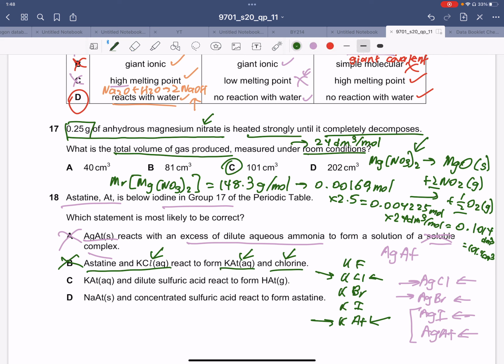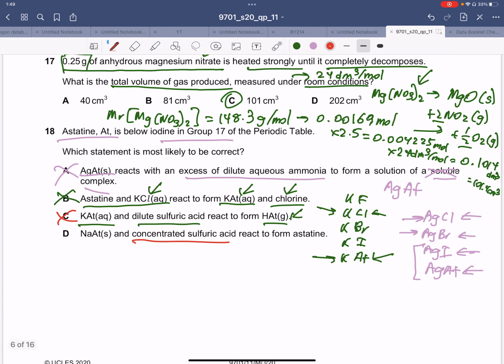Answer choice C says KAt and dilute sulfuric acid react to form HAt. Well, again, this is kind of memorization, but any form of halogen salt will not react with dilute sulfuric acid to form the gas like that. Instead, it has to be concentrated, which is the next one right there. So answer C is not right, but answer D is correct, and let me show you why.